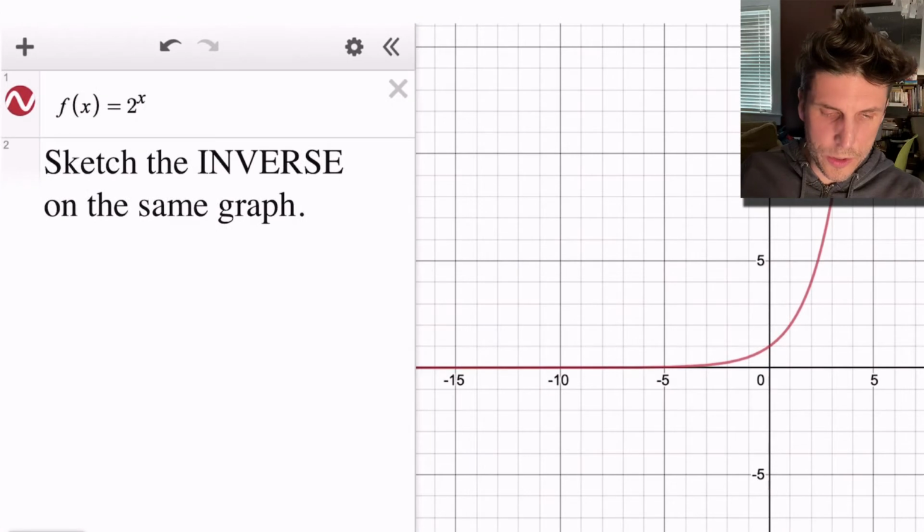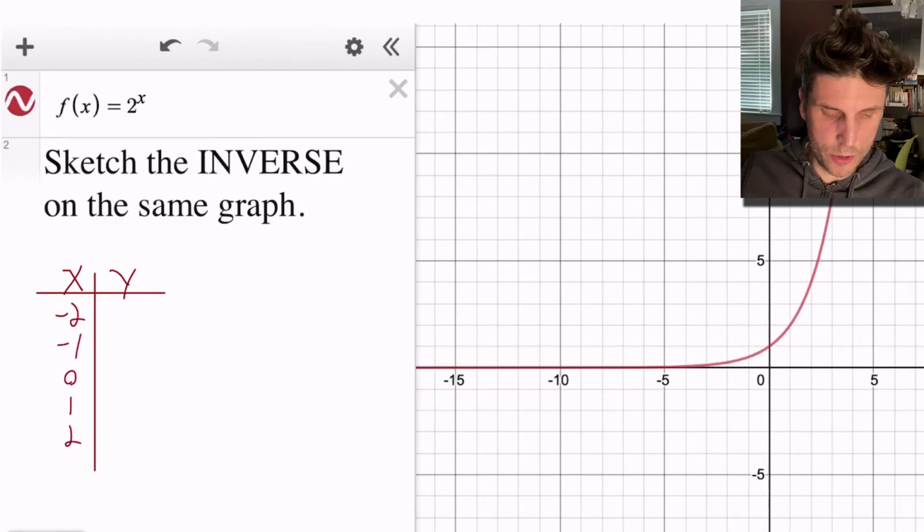So one way to do that would be by making a little table of values. Simple table of values. We've got x and y. Let's go -2, -1, 0, 1, 2. And if I plug in -2, I'm at 1/4. Then -1 is a half, 0 is 1, 1 is 2, 2 is 4.